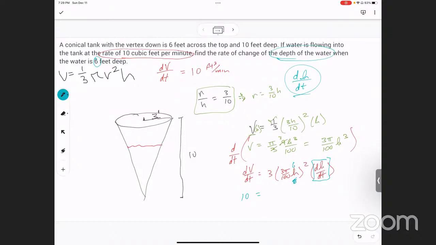When I plug in 6 there, that's going to be 18. It's going to be 18 pi over 100, which I could simplify a little bit, times h squared times dh/dt. Whoops, no. What am I doing? h is already in there. So it's just that times dh/dt, right? I plugged in for h. dh/dt.